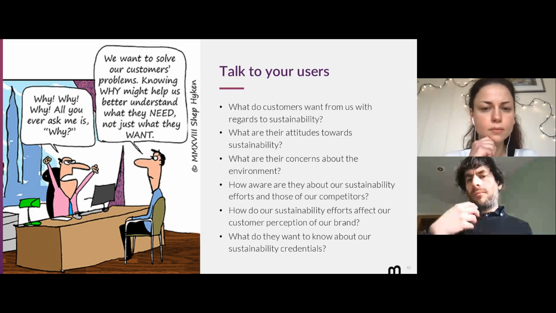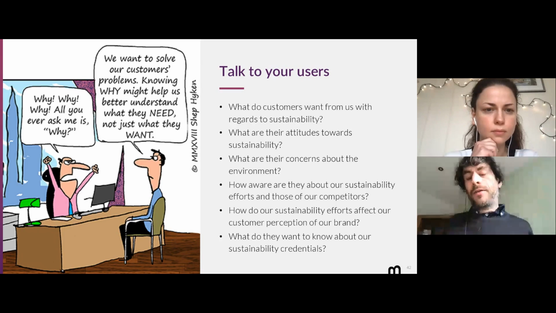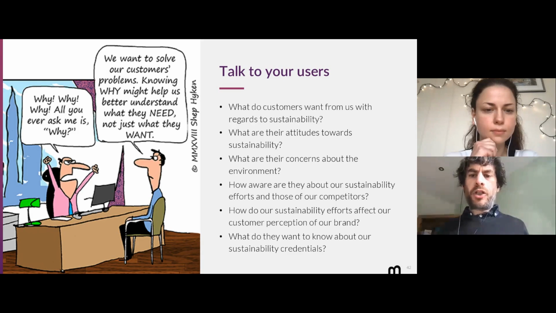So here are some suggested questions you could work with. For example, what are the attitudes of our customers towards sustainability, and what are their concerns around the environment? How aware are they about our sustainability efforts and those of our competitors? Because this, again, could be something that is obviously right for the planet and people, but is also an opportunity to provide competitive advantage if people are shifting over to brands with a more ethical focus.